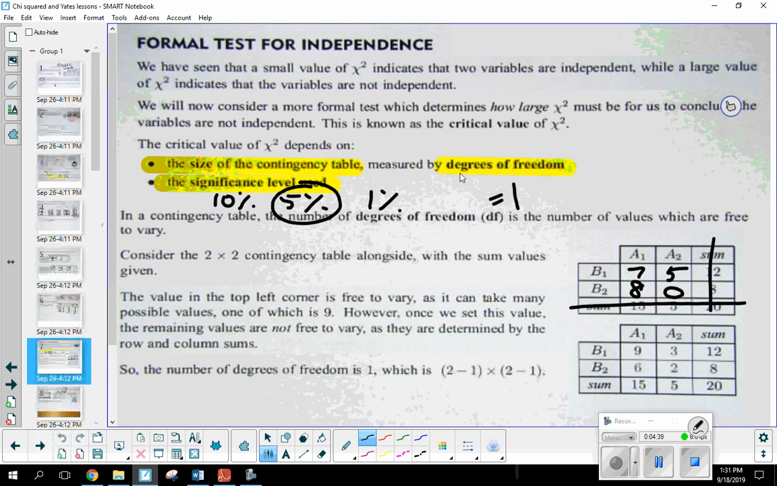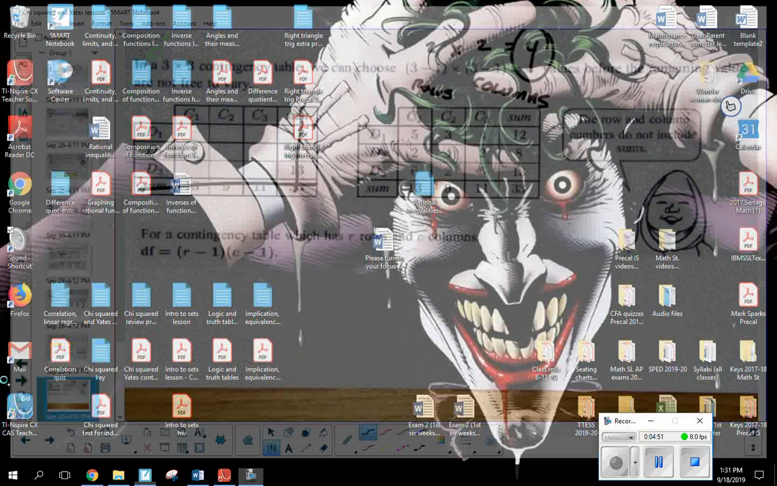John Henry's absolutely right. The number of rows minus 1 times the number of columns minus 1. Those two work together to help me figure out what we are going to have.